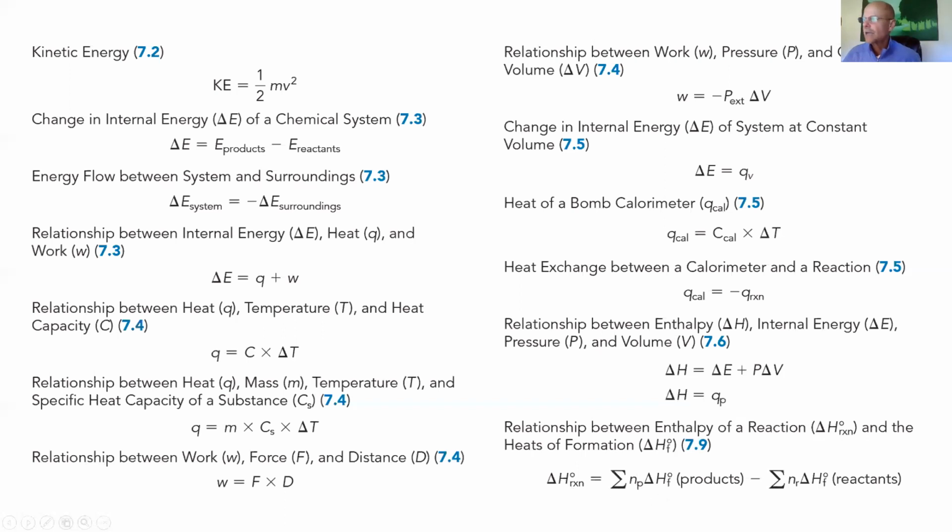So delta H for a reaction is equal to the sum of the heats of formation of the products times their stoichiometric coefficients minus the sum of the heats of formation of the reactants times their stoichiometric coefficients. And remember that the heat of formation of pure elements is what? 0. It's 0.